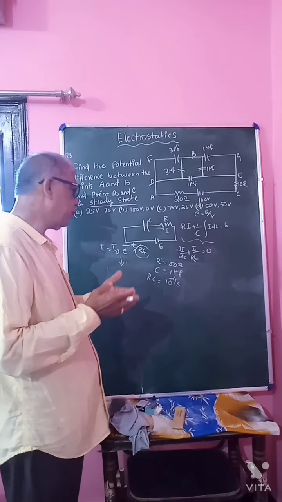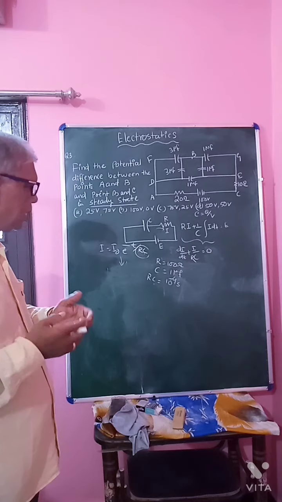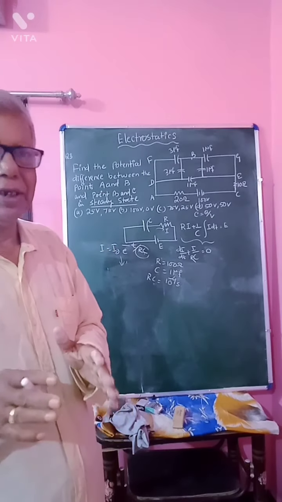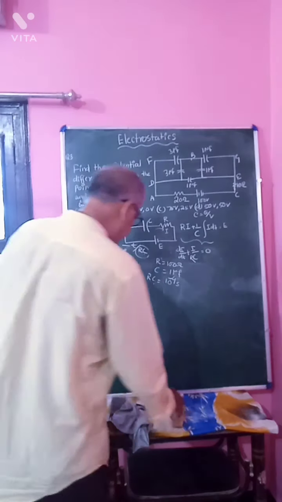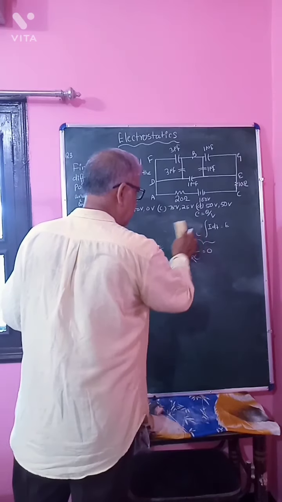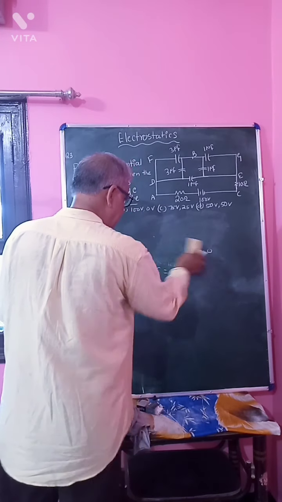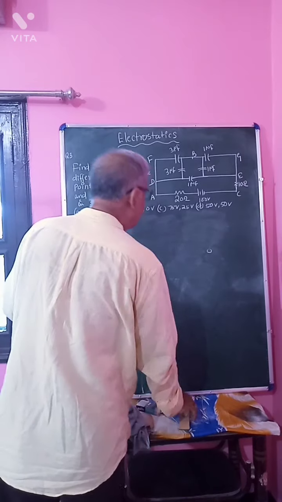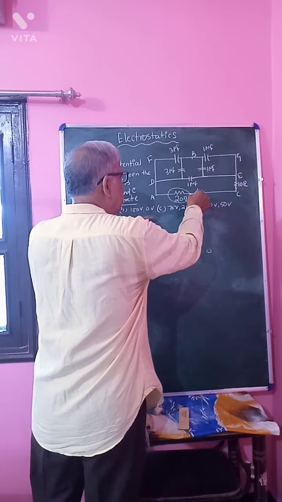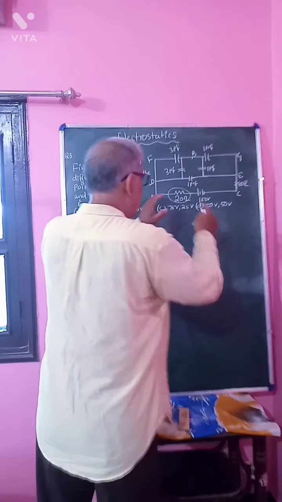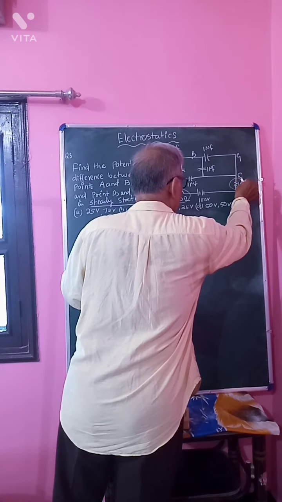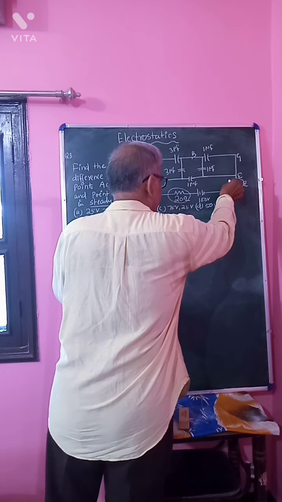Until the circuit attains its steady state, it is called transient behavior. Now all measurements are done in steady state only. So let us see that the current in steady state is 0. That is the principle for solving this problem. Now if the current in steady state becomes 0, this resistor has no effect. It can be removed from the circuit. The 10 ohm resistor has no effect on the circuit.